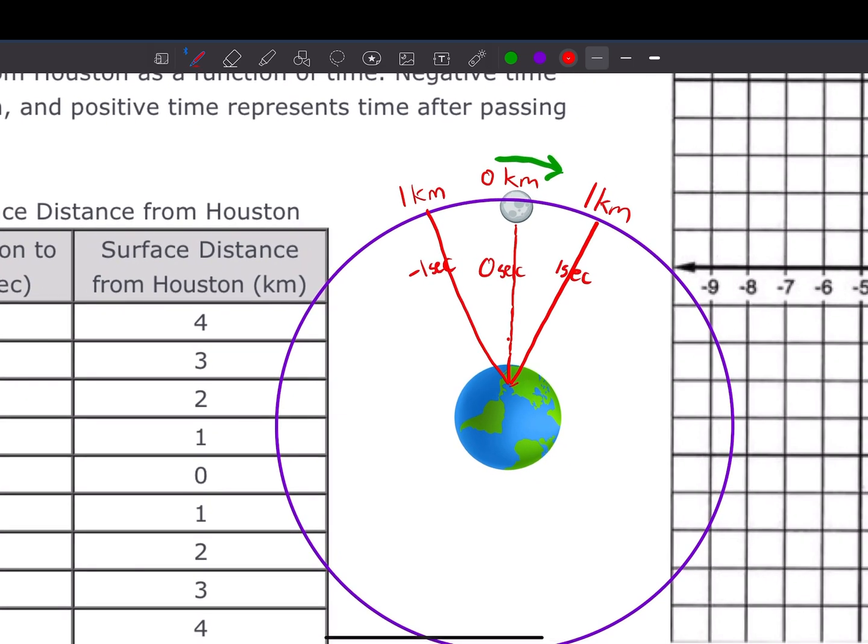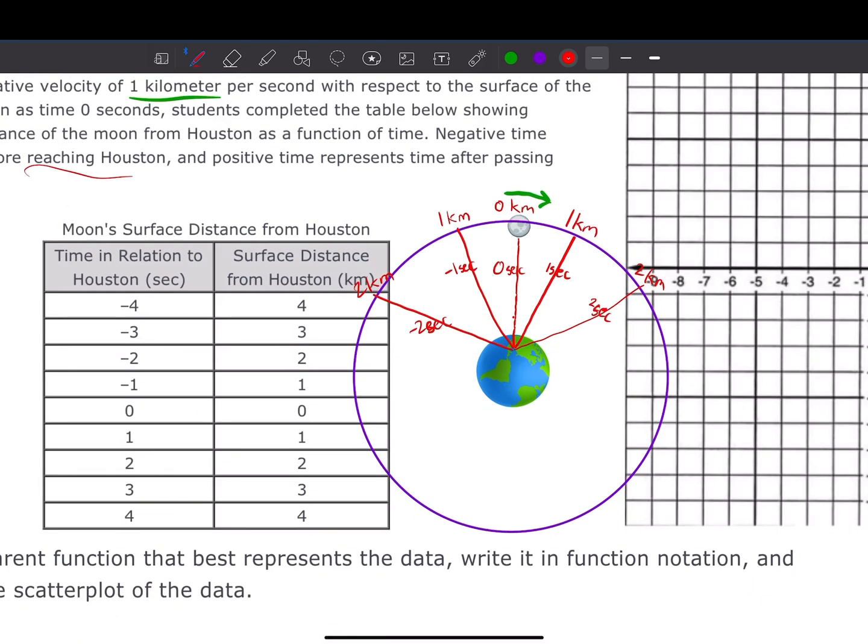And then 2 seconds away, I am also 2 kilometers away. And then in the other direction, at negative 2 seconds before I got to Houston, I am also 2 kilometers away. So what is this telling me? My angles are off, but assuming that these are all equally spaced out. Not a great artist. 1 kilometer, 2 kilometers, negative 1 second, negative 2 seconds.